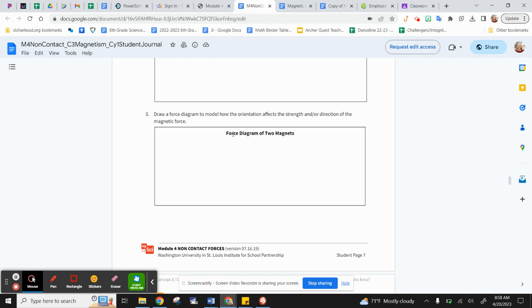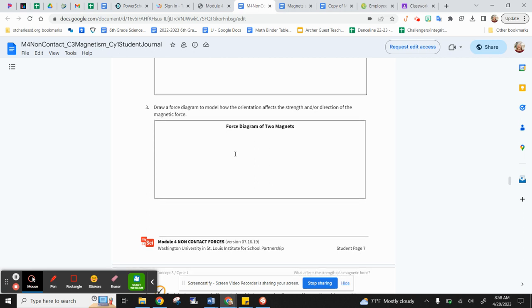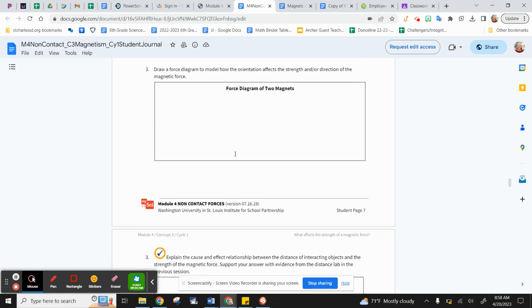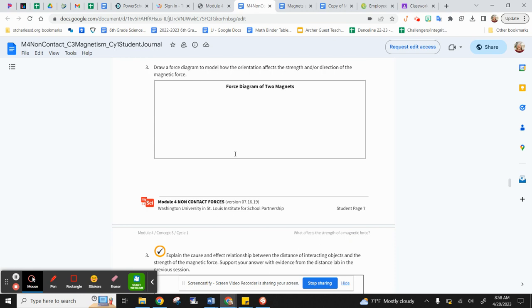So you're going to draw a force diagram of your own, still something similar to this, to show how orientation affects the strength. So whichever way the north and the south poles are facing, you want to show how that affects the magnetic force. For example, if the north poles are both facing each other, is it going to have a strong magnetic force? Or would it have a stronger magnetic force if it's north and south pole facing each other?